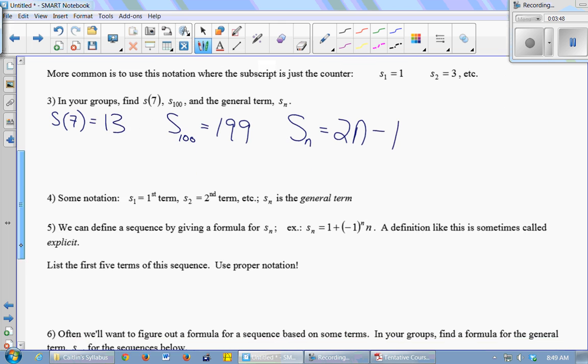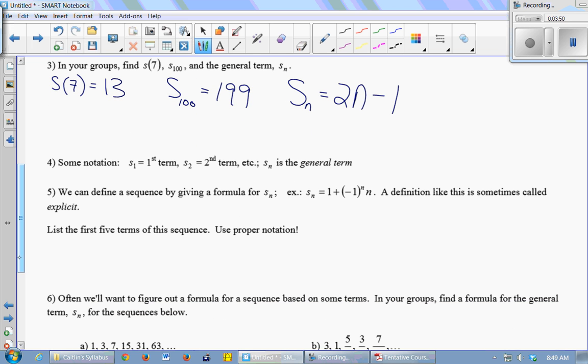All right, so just to reiterate, the notation S sub 1 means the first term in the list S, and S sub 2 means the second term in the list, and S sub n is called the general term. So we can define a sequence by giving a formula for S sub n. So if we give a general formula, S sub n is 1 plus negative 1 quantity to the n times n. So a definition like this is sometimes called explicit.